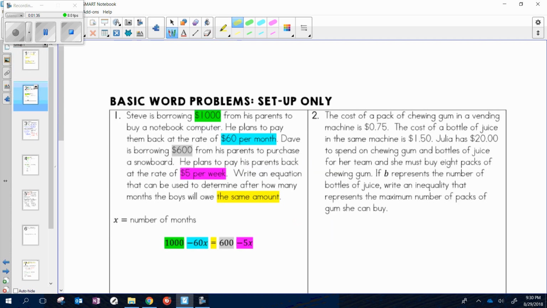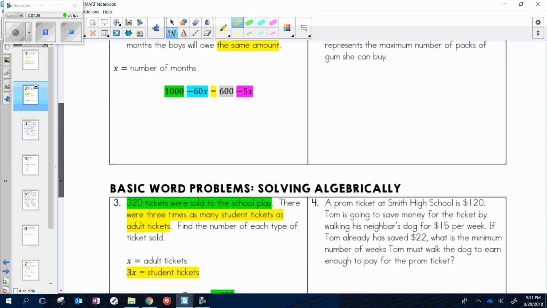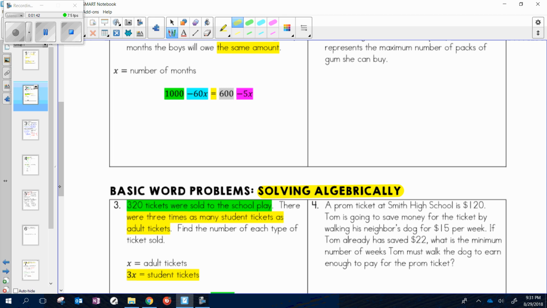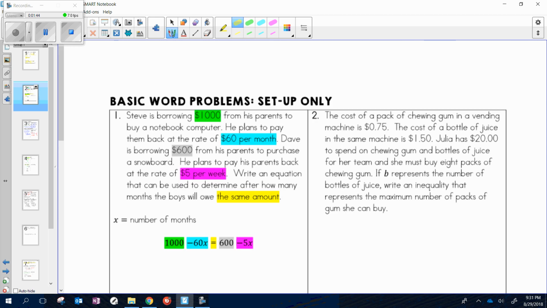All right, here we go. Basic word problems we're going to start with. First, we're just going to set them up only, and then down at the bottom, we're going to solve algebraically. So setting them up, the first one has been set up for you. There's an example for you to look at.